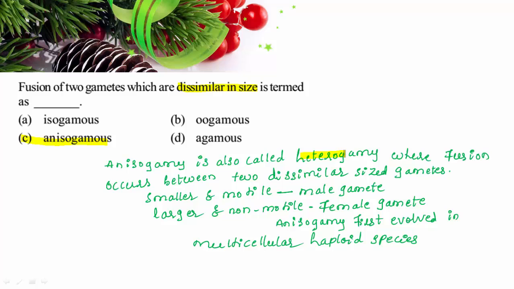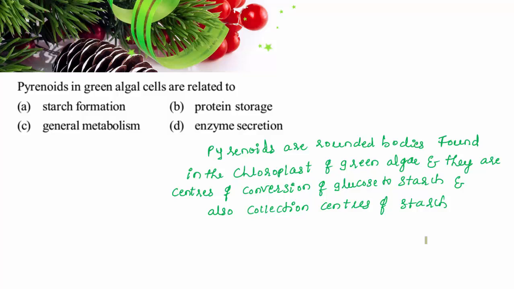It is also called heterogamy, where the fusion occurs between two dissimilar sized gametes. The smaller and motile gamete represents the male gamete, and the larger and non-motile gamete represents the female gamete. And anisogamy first evolved in the multicellular haploid species, in which the fusion occurs between two dissimilar sized gametes. Then moving to the next question.